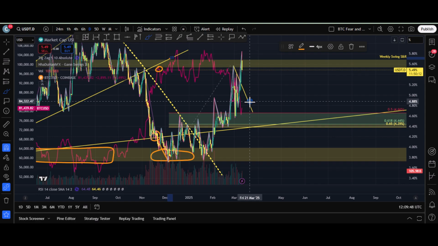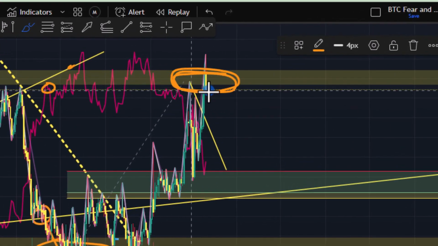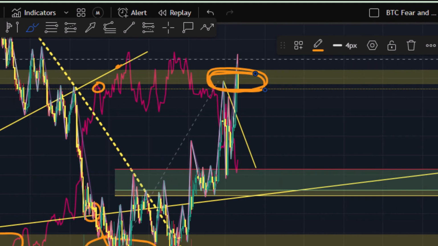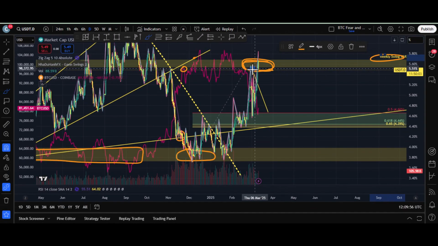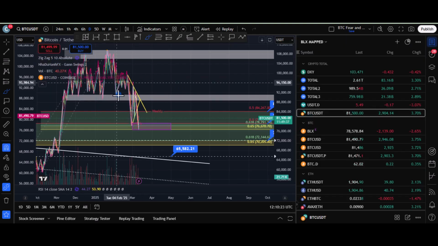Is it premature for me to buy right now? Well, we're at resistance. Look where we are right now. The weekly swing support and resistance level, which is right here. So yeah, that's my strategy. But then again, what do I know?